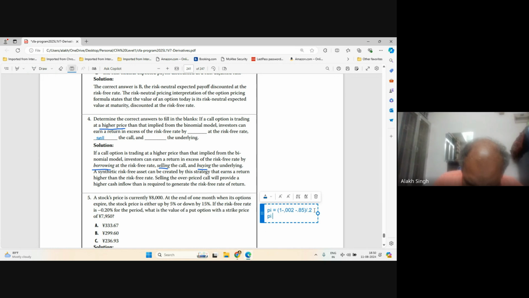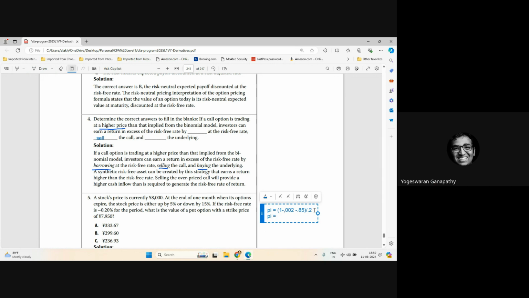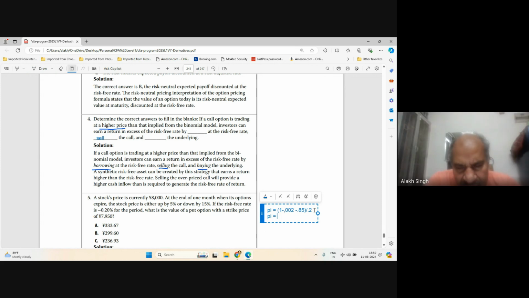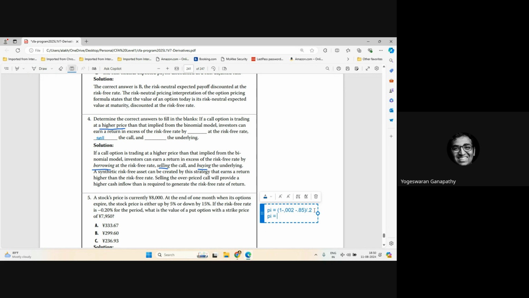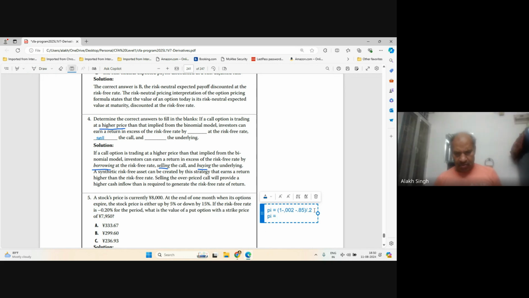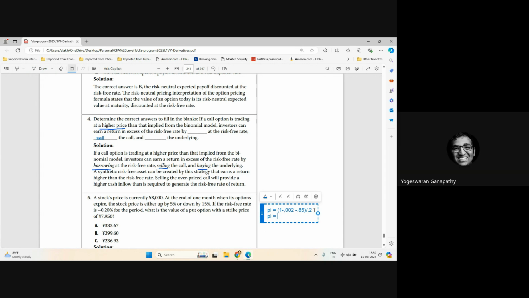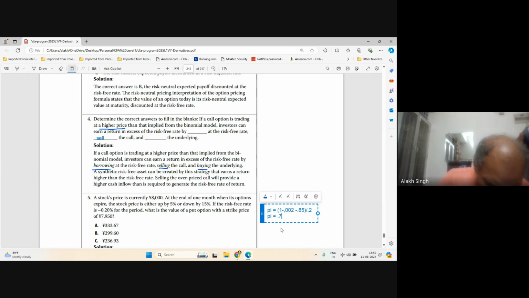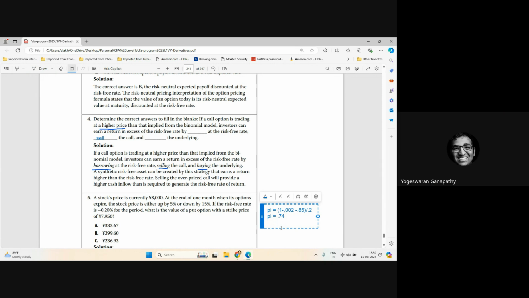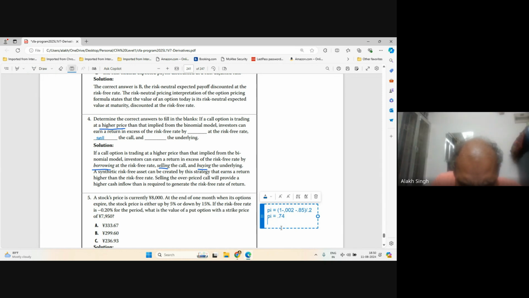So how much does it come to? Pi is equal to how much? 1 minus 0.002, minus 0.85, divided by 0.2. That is 0.74. Okay, very good. So we calculated 0.74. Now we have to calculate the price of the put option, the value of the put option.